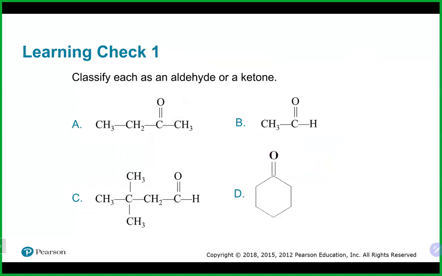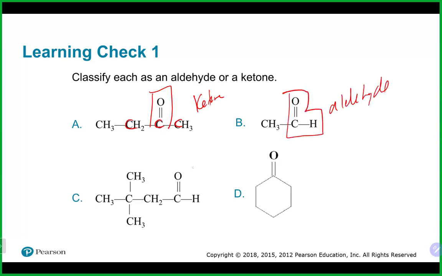First one is a ketone, right? As we've got carbon, carbon, carbon, double bond there in the middle. B is an aldehyde. Again, functional group right there. C is also an aldehyde, functional group there. And D is a ketone. Again, carbon, carbon, carbon with the double bond in the middle there. So that is a ketone.